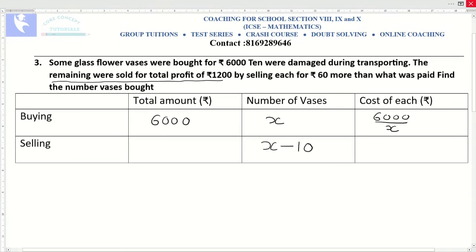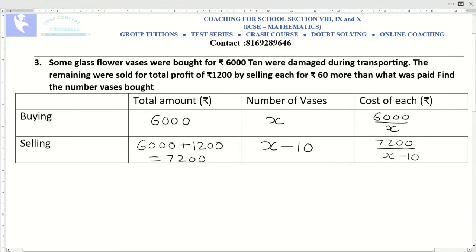So what was the profit? Now what is the total amount? The total amount will be 6000 plus 1200. Correct students? That comes to rupees 7200. So what will be the cost of each? The cost of each in the new condition is 7200 divided by x minus 10. I hope this is clear students. Now the table is complete and we are ready to form the quadratic equation.